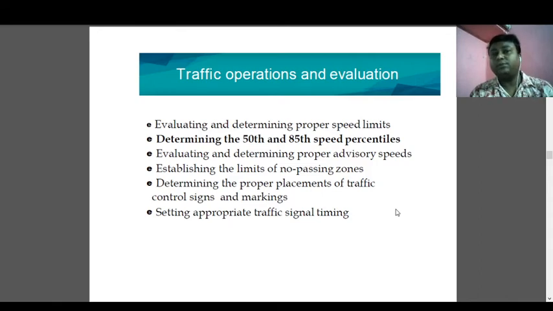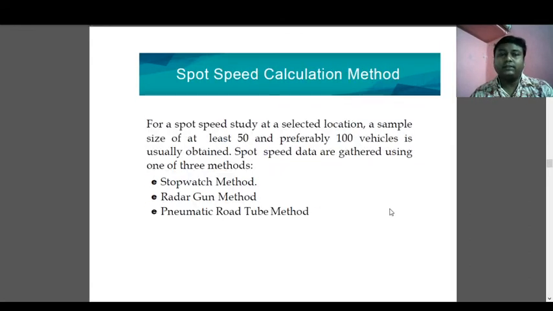In the same way, what is the 50th percentile speed? It means 50% of the vehicles are moving within that particular speed range. So here it is written: the spot speed calculation method.